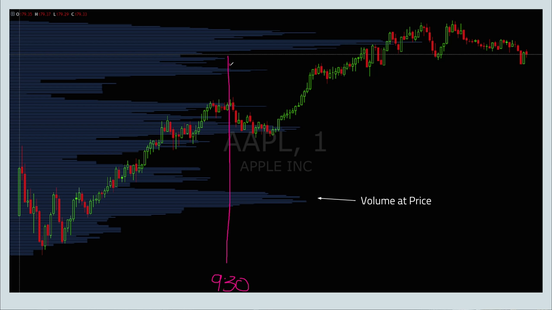Then the volume histogram would start filling out here depending on where the start of the day was, and it would change as you got to, let's say, 4 o'clock Eastern time, which is the close of the market. And then you've got maybe another one for the pre-market. So that is volume at price and volume profile.